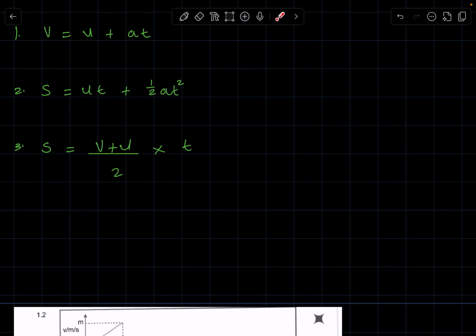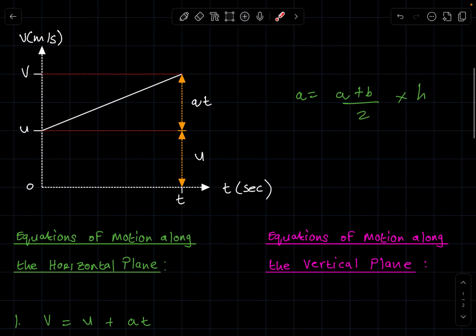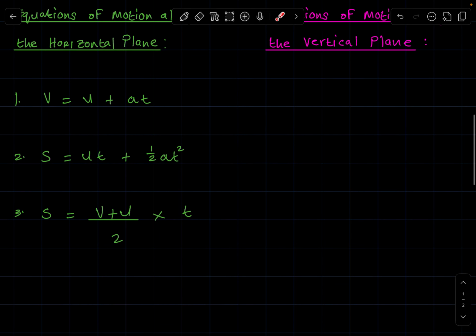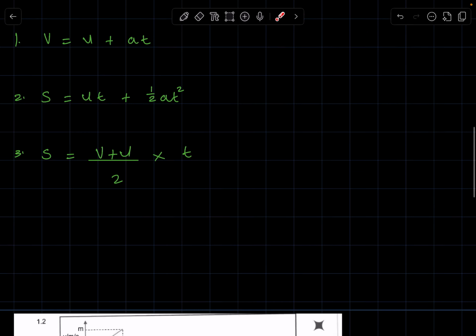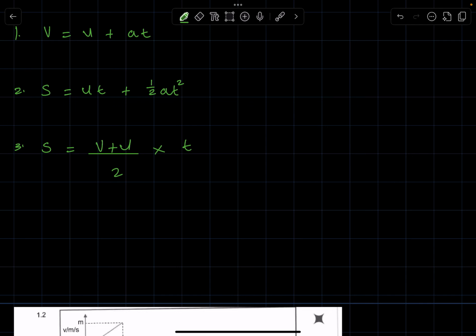So to calculate the displacement using a graph, if you've been given one, you simply use the area under the graph. And the area under this graph in particular can be calculated in these ways, either by using this or using that.